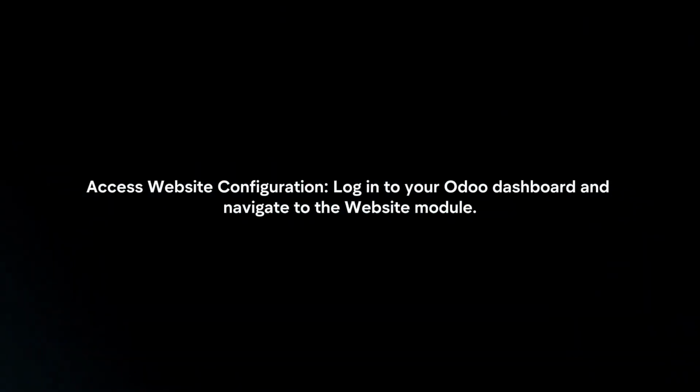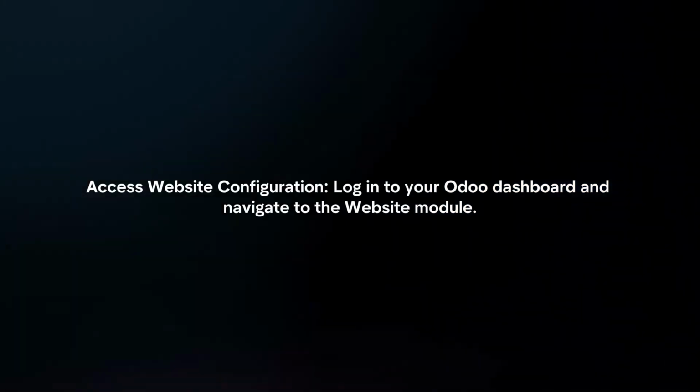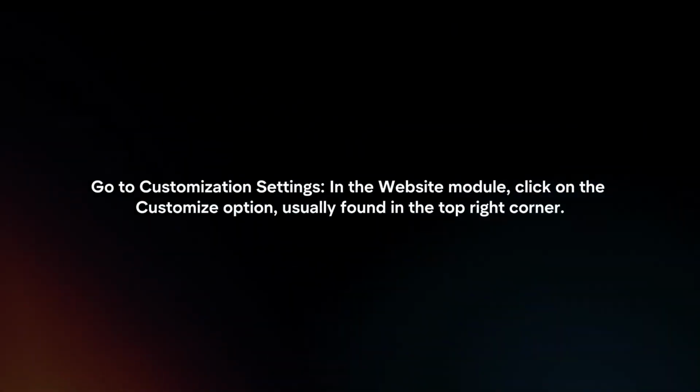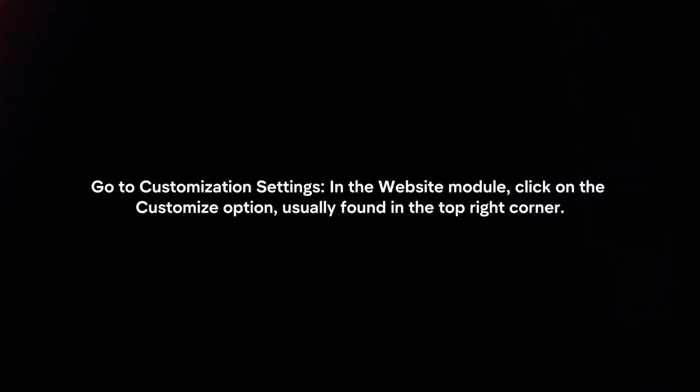Access website configuration. Log into your Odoo dashboard and navigate to the website module. Go to Customization settings. In the website module, click on the Customize option, usually found in the top right corner.